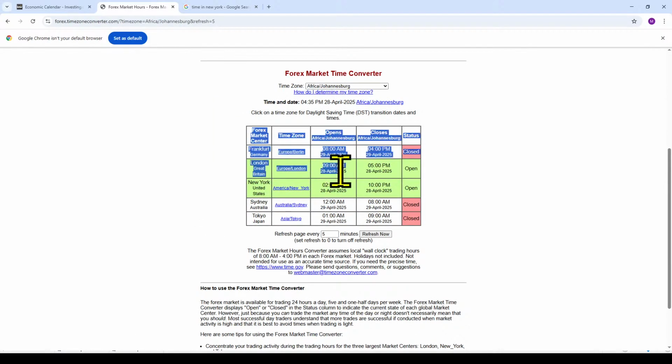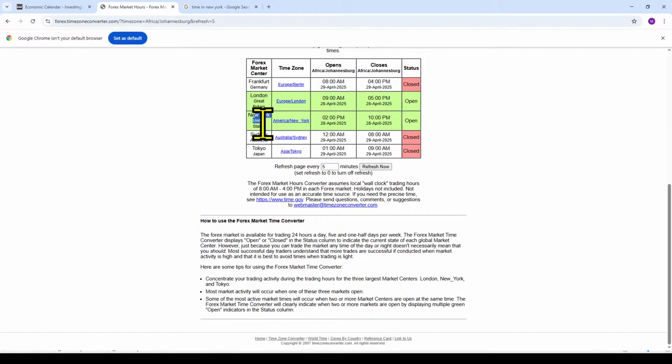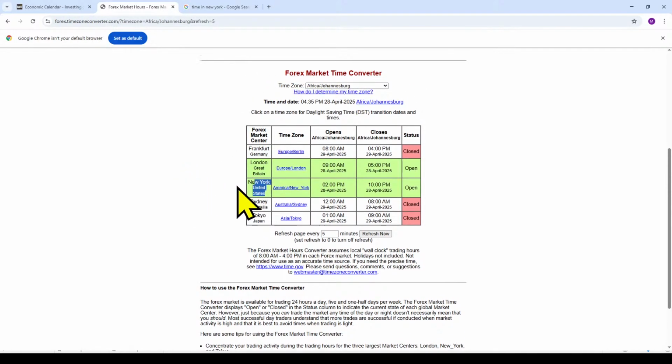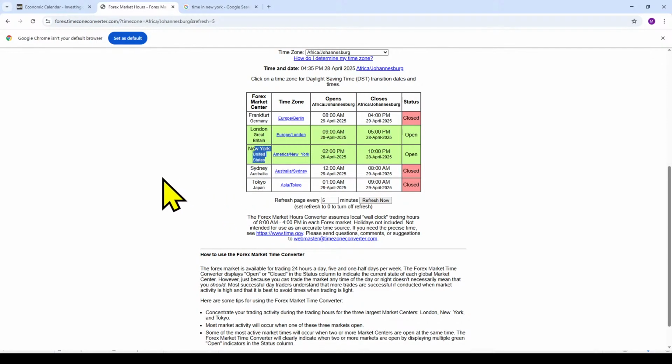Okay. So if you look at this little table, guys. On that first column, right? It gives you the name of the session. So you've got Frankfurt, the Germany session. You've got London, Great Britain, or the London session. You've got New York, the United States, okay? That's the New York session. You've got Sydney, Australia, and then you've got Tokyo, Japan. That's the Asian session, okay?